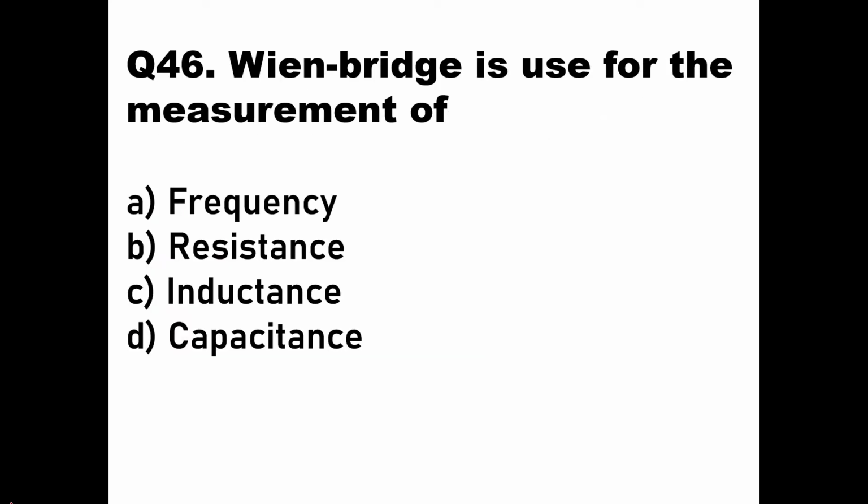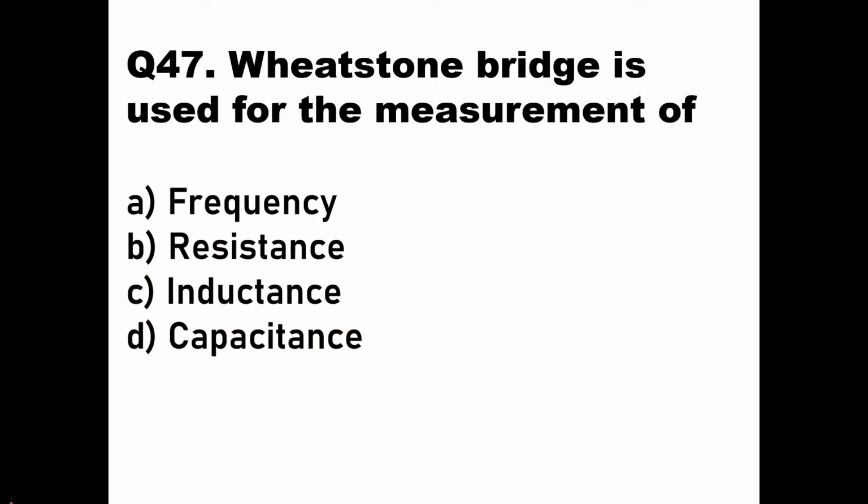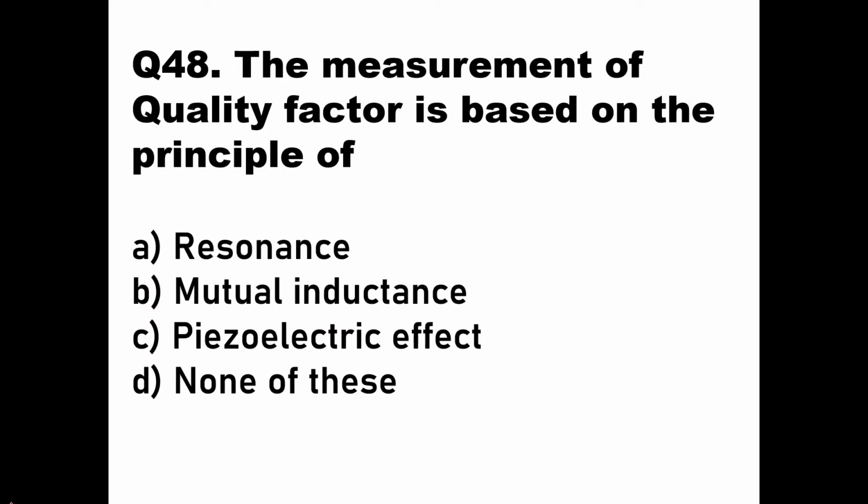Question number 46. Wien bridge is used for the measurement of what? Wien bridge is an AC bridge and it is used for the measurement of frequency. So here you can see option A is frequency. Clear? Then Wheatstone bridge is used for the measurement of what? Wheatstone bridge is a DC bridge and it is used for the measurement of resistance. So here option B will be the right answer, resistance.